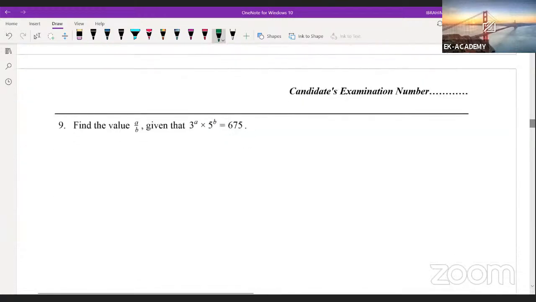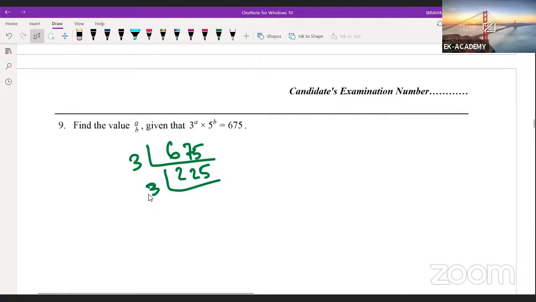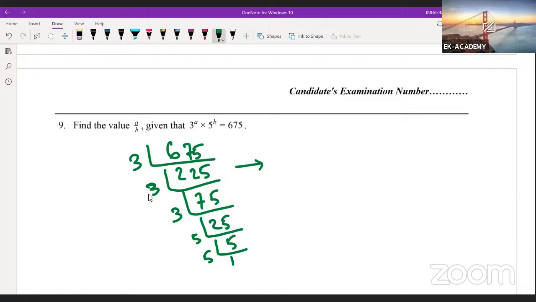Find the value of a over b, given that 3 power a times 5 power b equals 675. So first of all, we have to break 675 into factors of 3 and 5. 675 divided by 3 is 225. By 3 is 75. By 3 is 25. And now by 5 is 5. By 5 again is 1. So we can say that 675 is equal to 3 power 3 times 5 square.